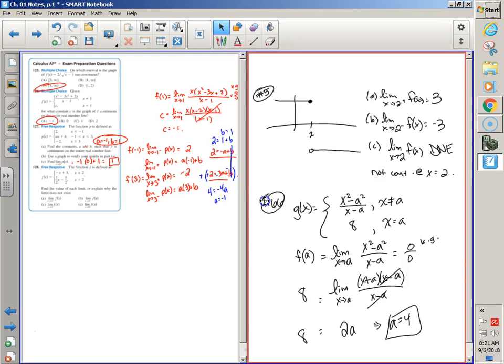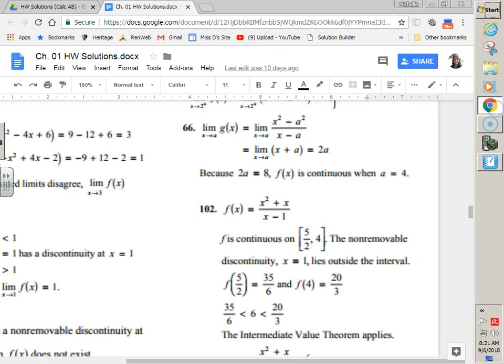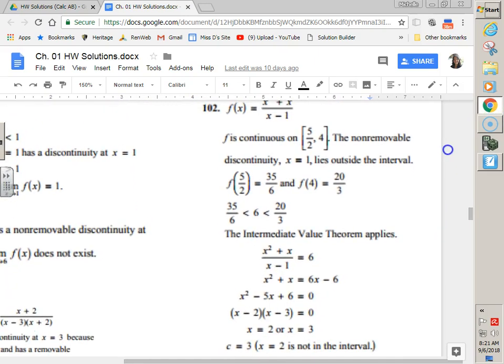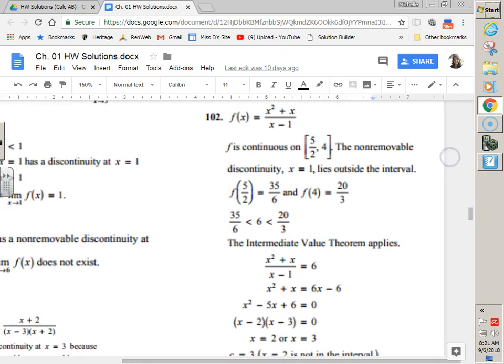Okay. I didn't remember if it was your class or the other class, so I graded them both. But I know that at least people got stuck on that one. Number 102. Were you guys okay on 99? This is where IVT started, right? You guys okay on 99? No.